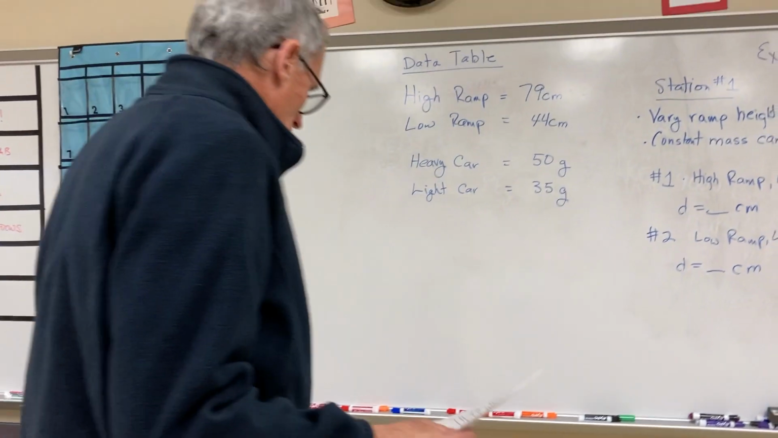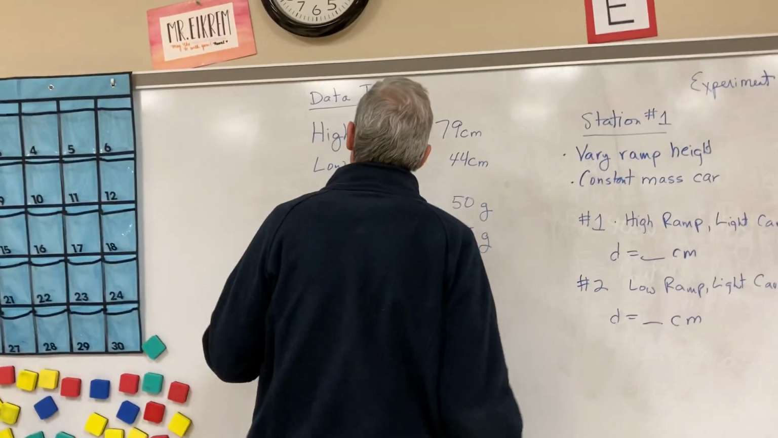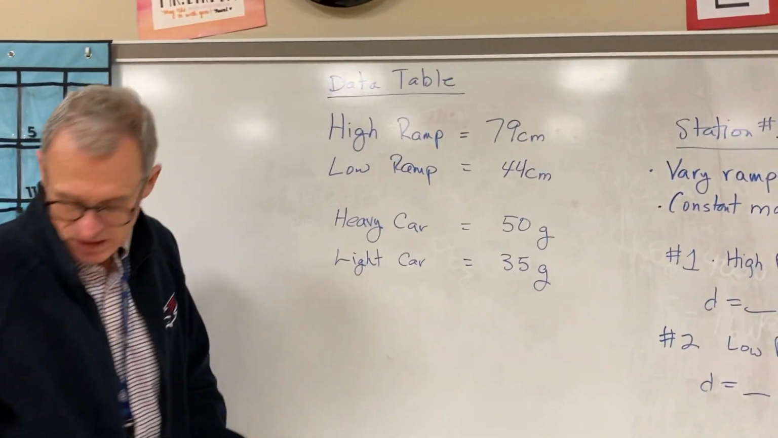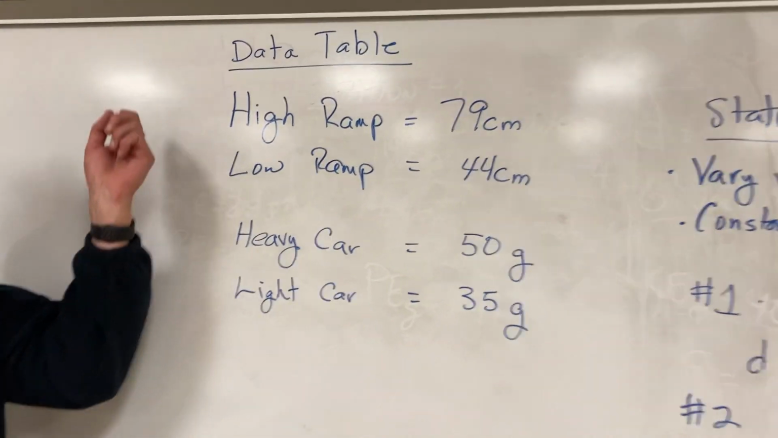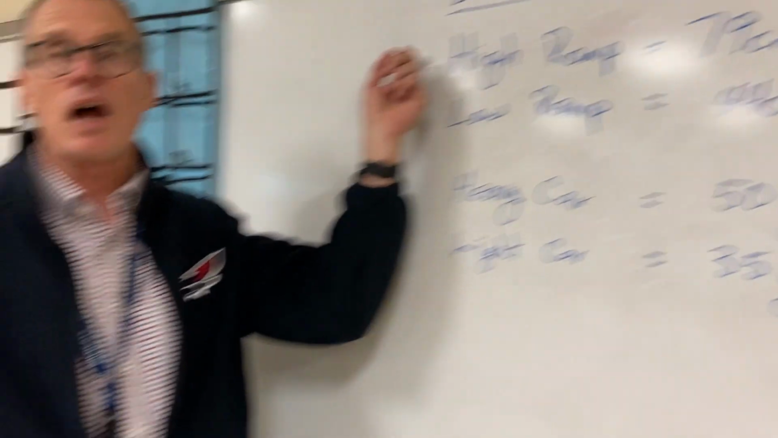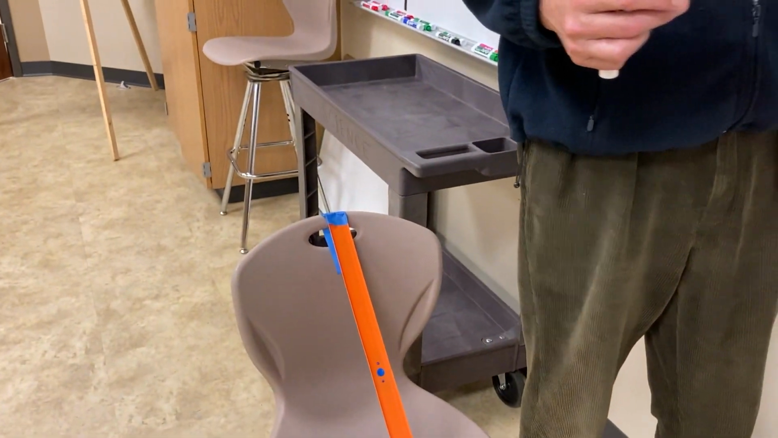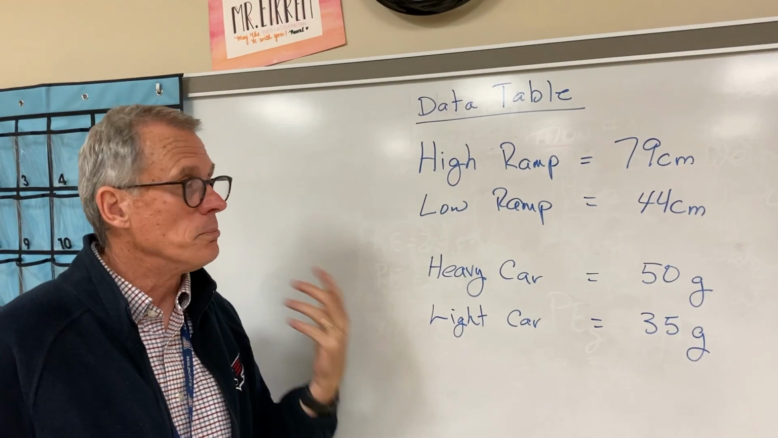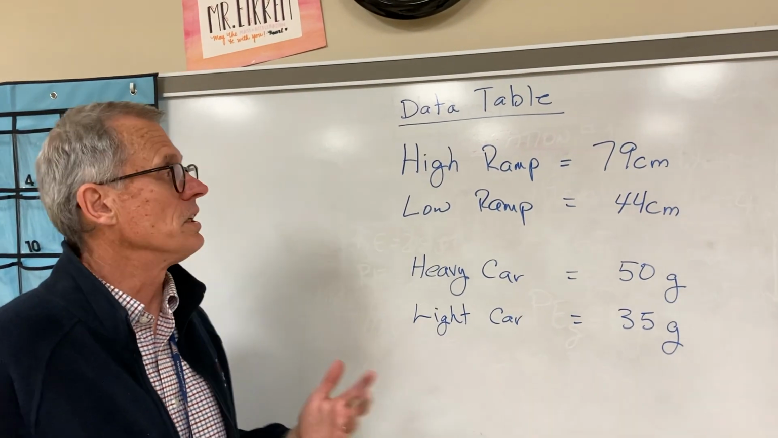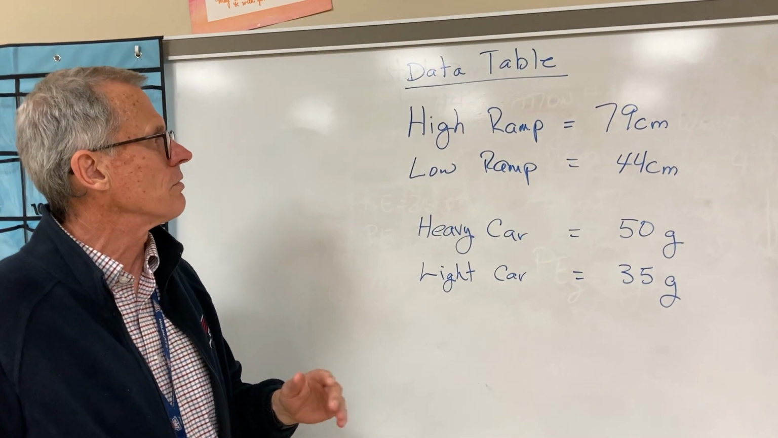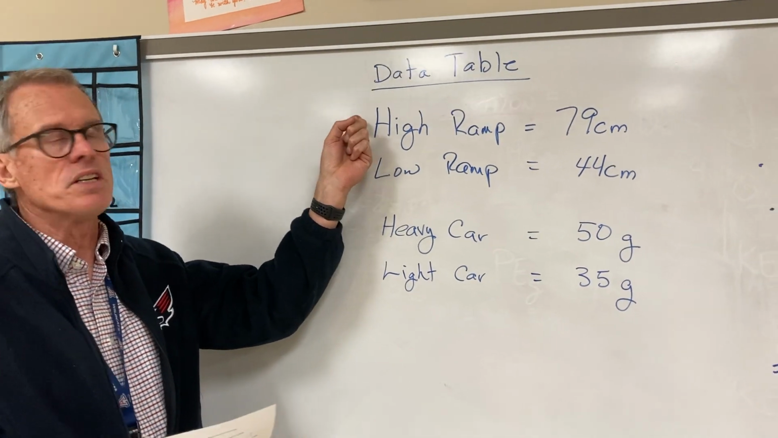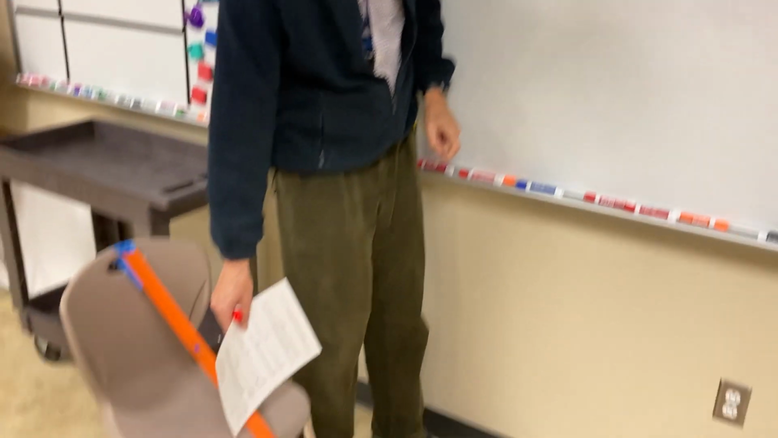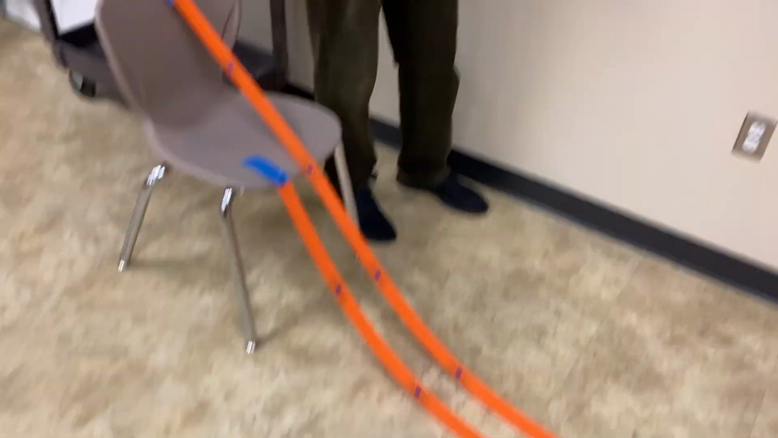So let's talk about the data. The high ramp that you can see here at the top of the chair is 79 centimeters high. I'm going to give you numbers in centimeters and grams. You're going to have to convert these to meters and kilograms to do the analysis. Don't forget to make that conversion. So the high ramp is 79. The low ramp right here is 44 centimeters high.